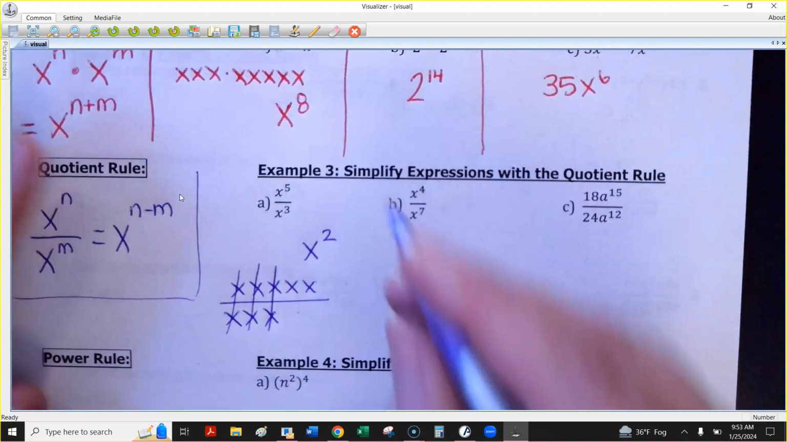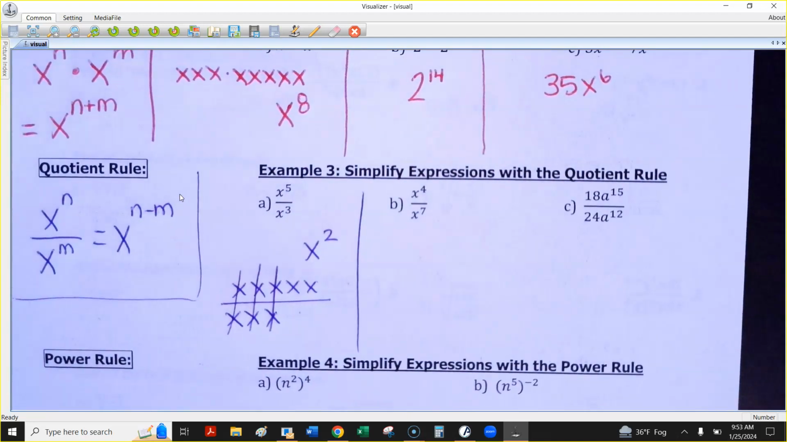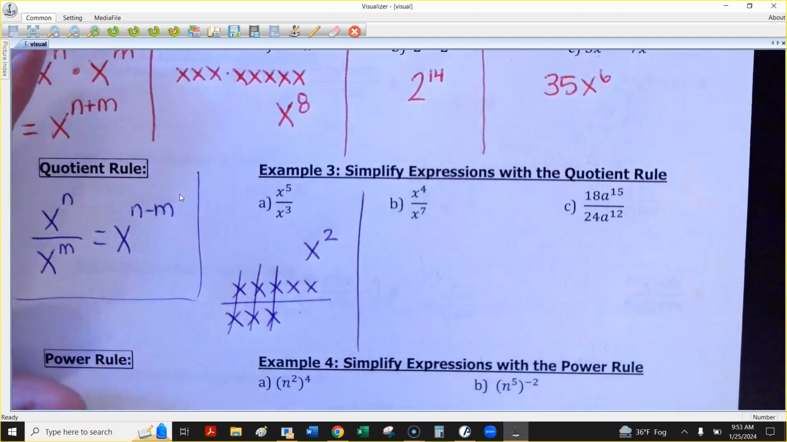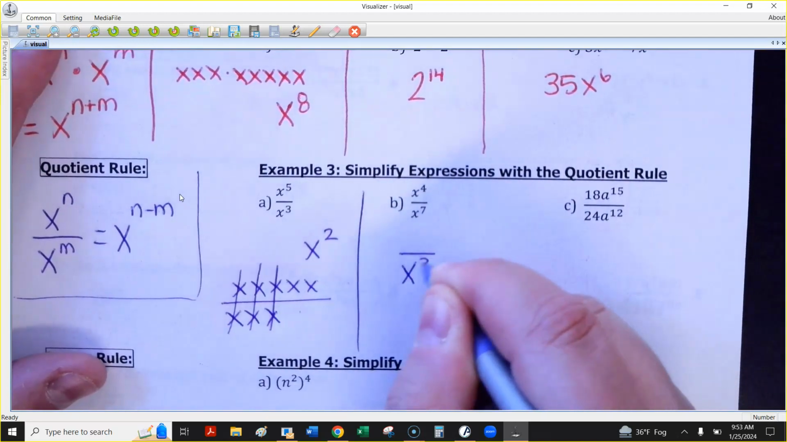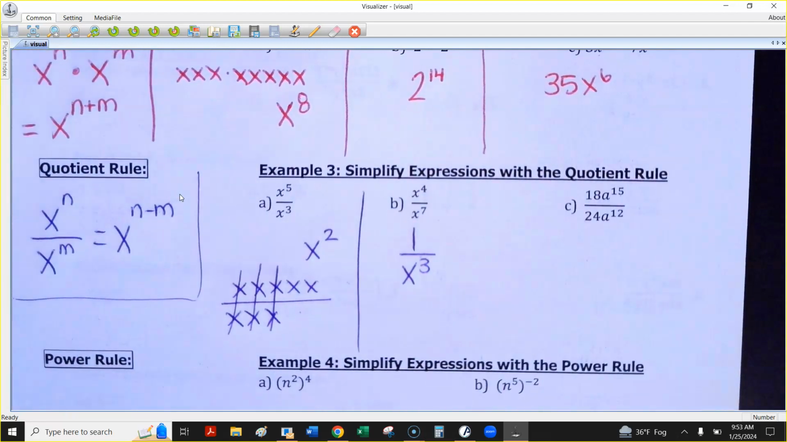Okay, so if I look at x to the 4th over x to the 7th, where do I have more x's, the top or the bottom? How many more? 3 more. Okay, so you can't leave nothing in the top. So what should I leave in the top of the fraction? 1, right? If you have a fraction, it exists, so you can't leave a 0 up there, but I got 3 more x's in the bottom, so it's just 1 over x to the 3rd. That might be a little bit faster.